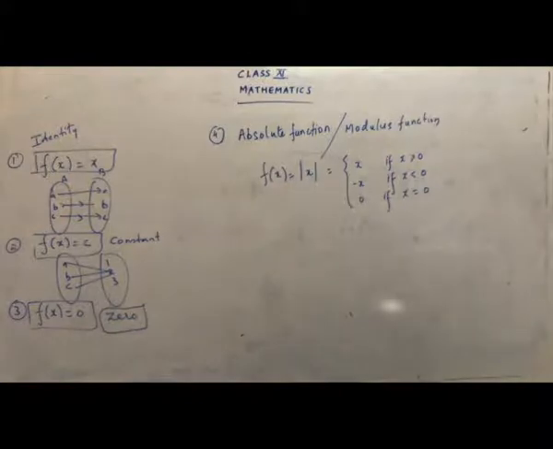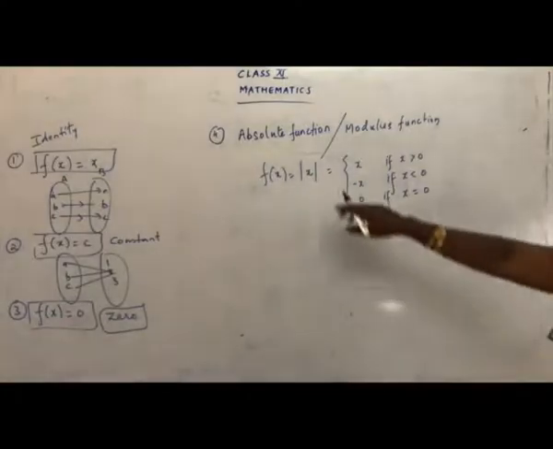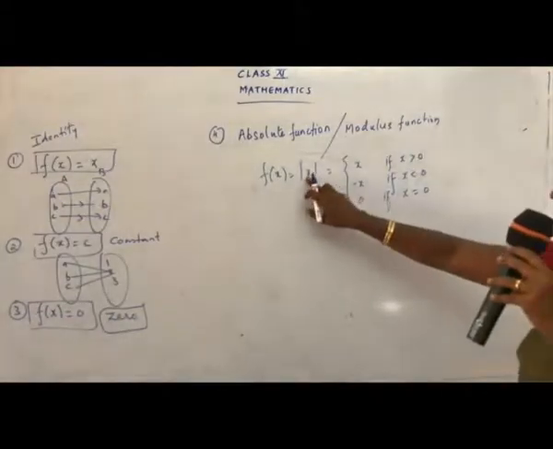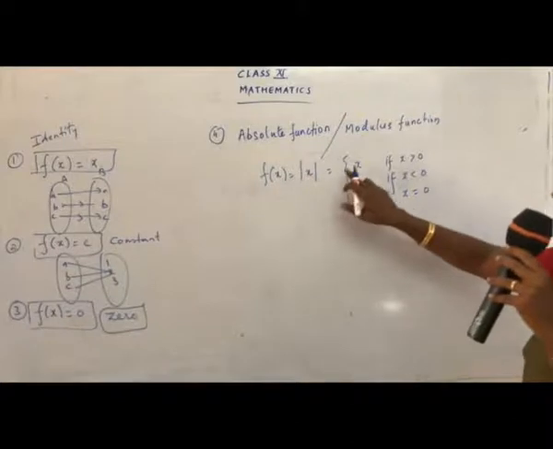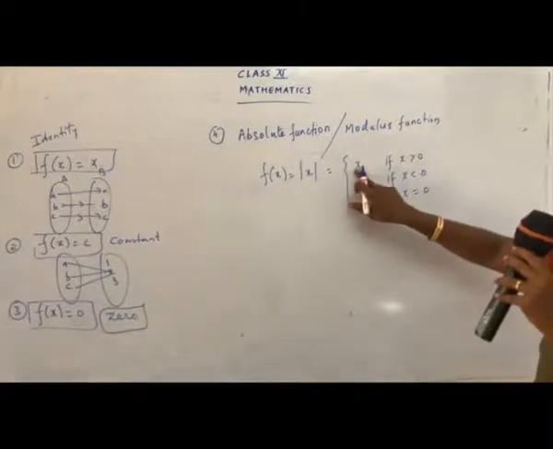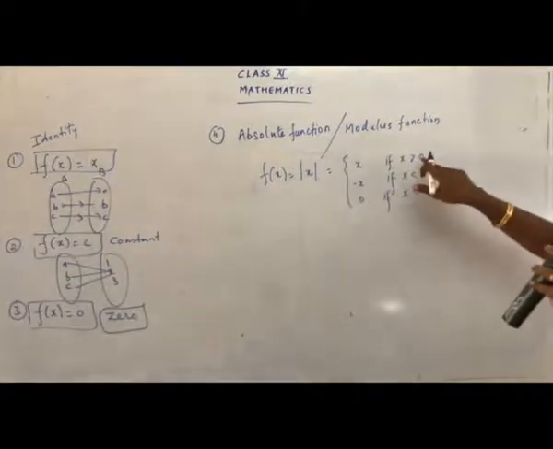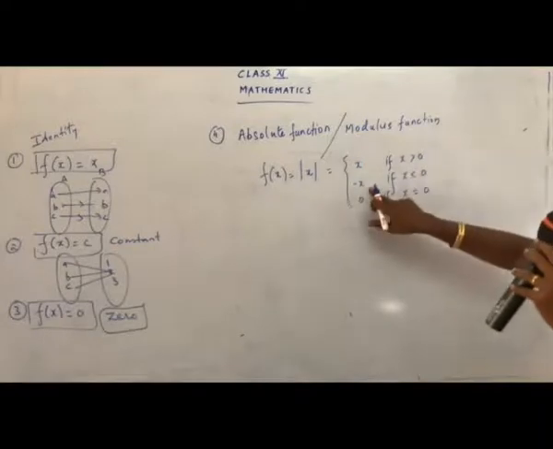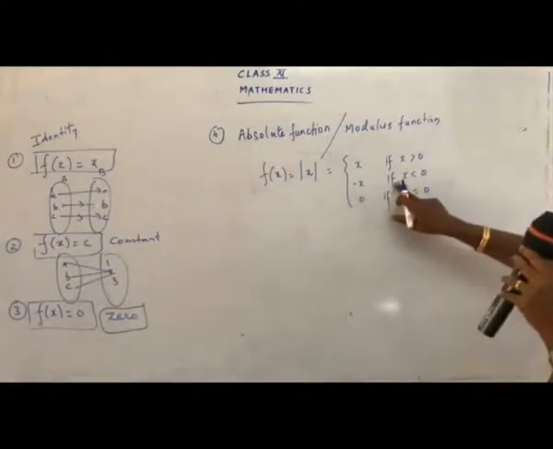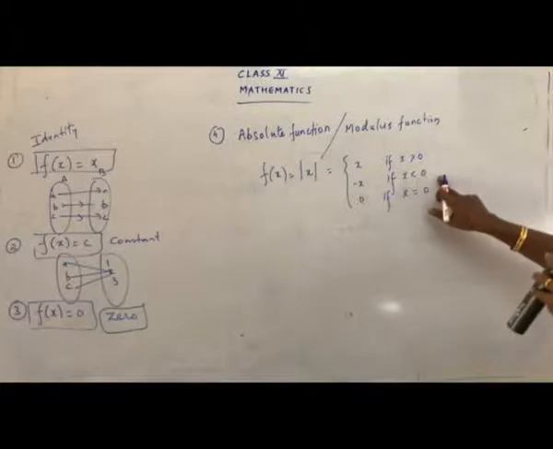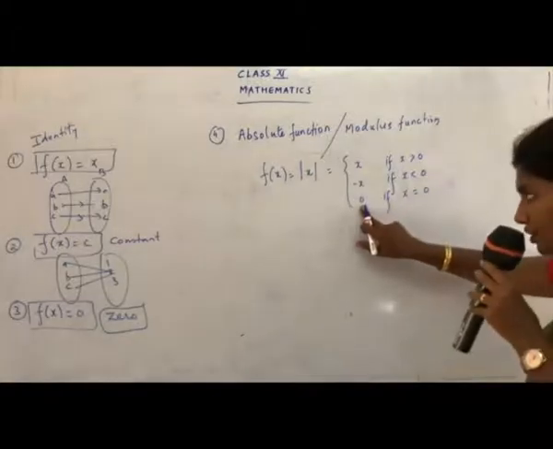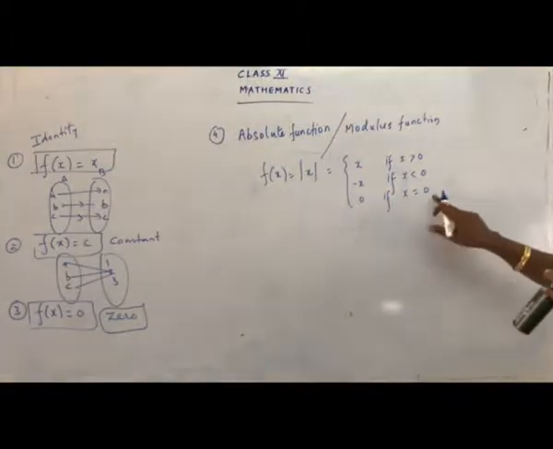So remember the absolute function. So what was the fourth function? Absolute function or modulus function. F of x is equal to modulus x. What is the meaning of modulus x? It takes the value x if x is greater than 0. It takes the value minus x if x is less than 0. It takes the value 0 if x is equal to 0.